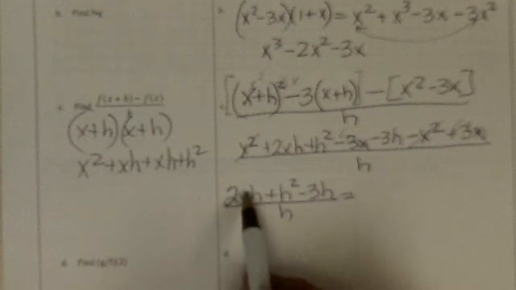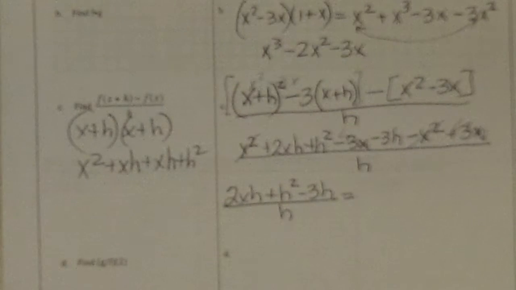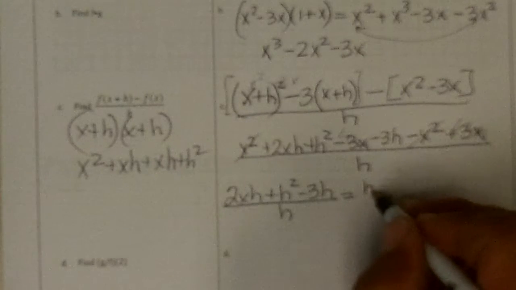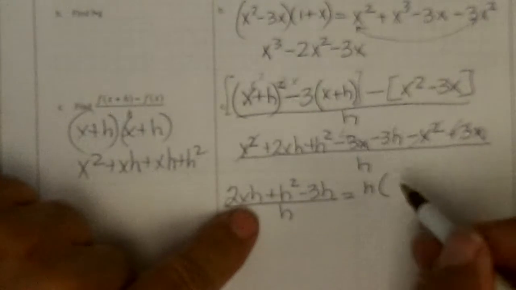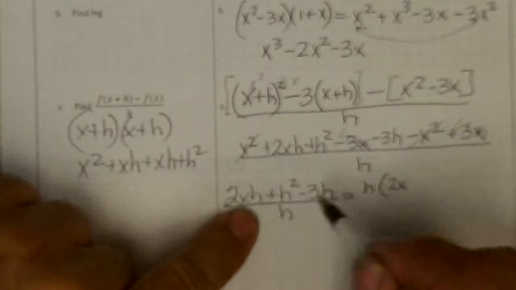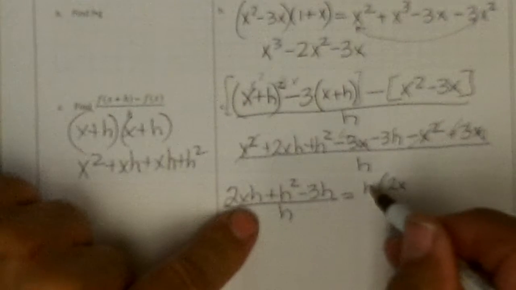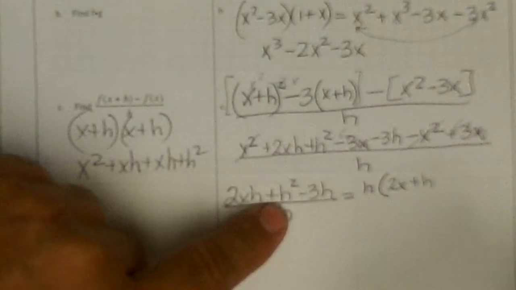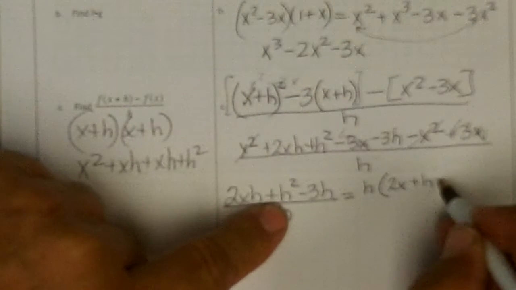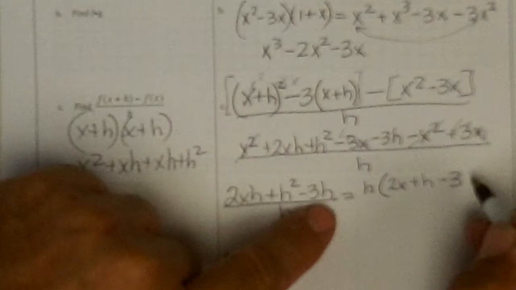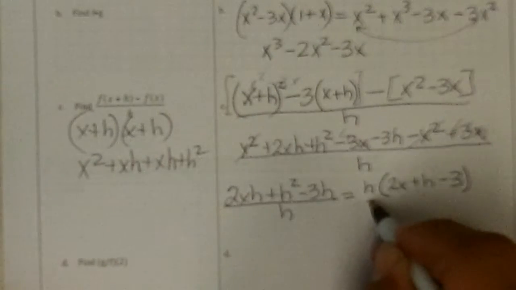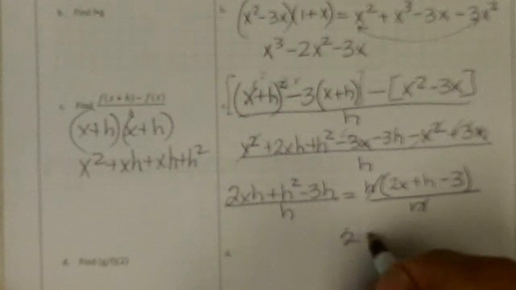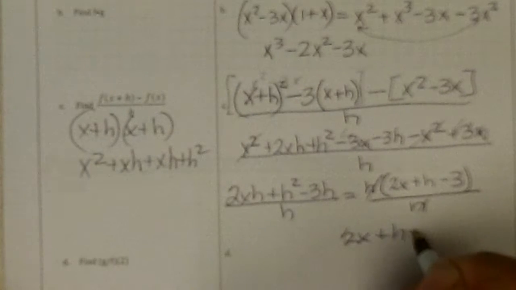So I can either take and cancel one of the h's in each one of those, or I can factor an h out of the numerator. H times 2x makes 2xh. H times h is h squared. H times a negative 3 is negative 3h. Divided by h, and the h's cancel, and I get 2x plus h minus 3.